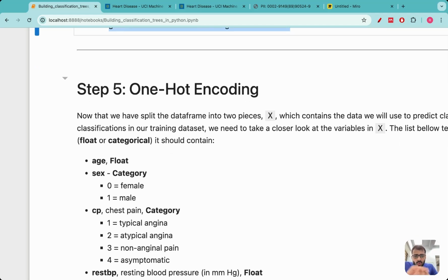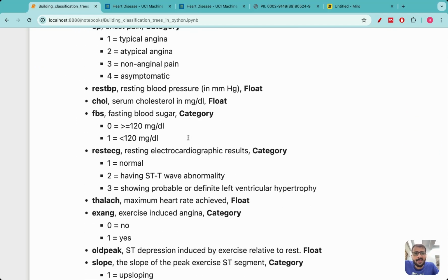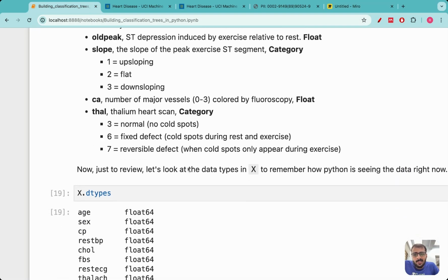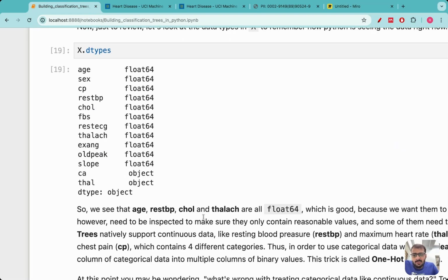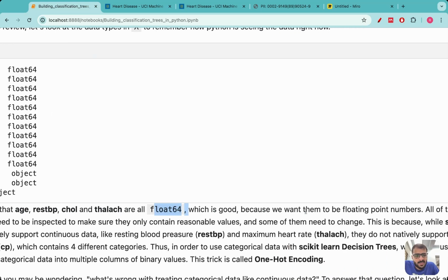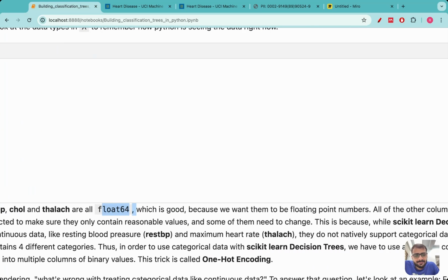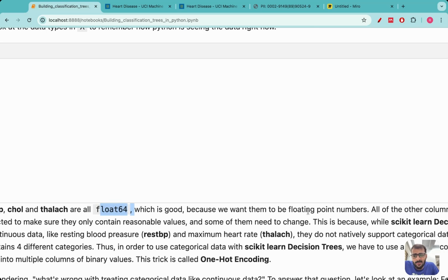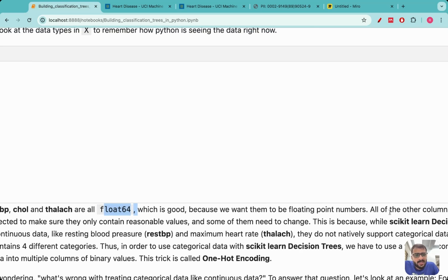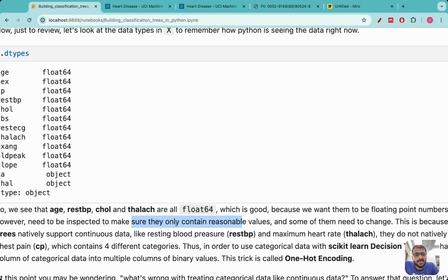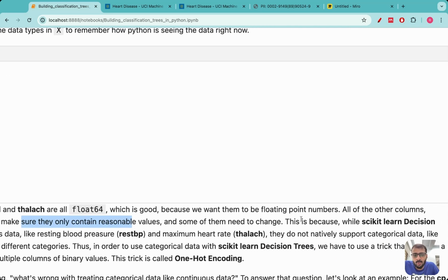Here, Joshua has mentioned, in extreme amount of detail, what I just mentioned on the whiteboard. So essentially, we first look at the data types again. Age, rest BP, cholesterol, and thalach are all float 64. That's fine. They are floating point numbers, so they are not categorical variables, right? All other columns of this data set, however, need to be inspected to make sure they contain reasonable values, and some of them need to change.